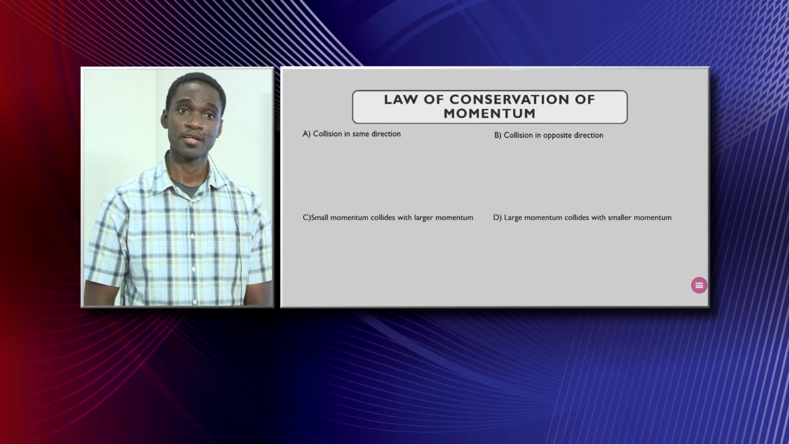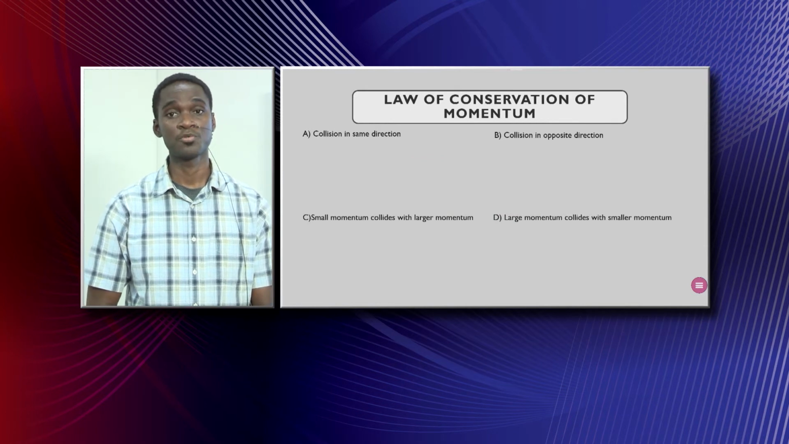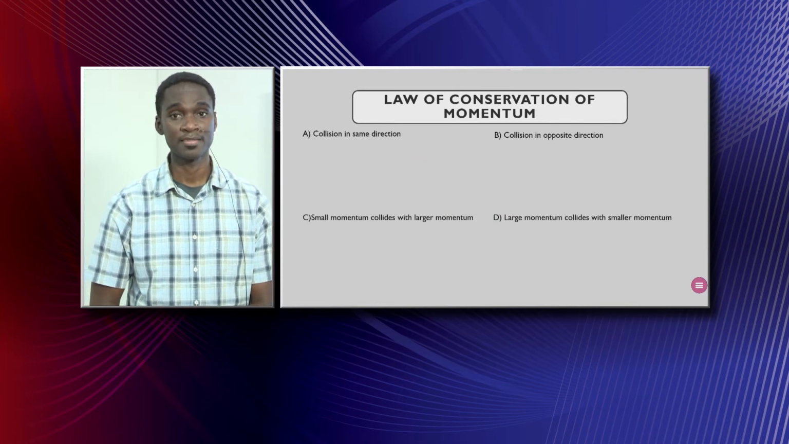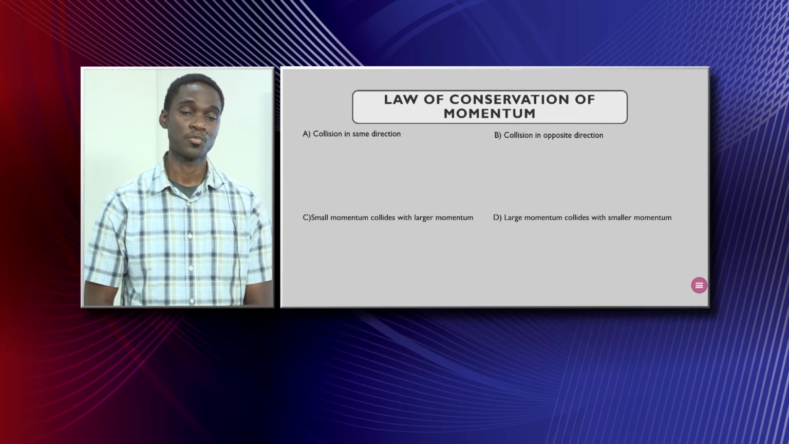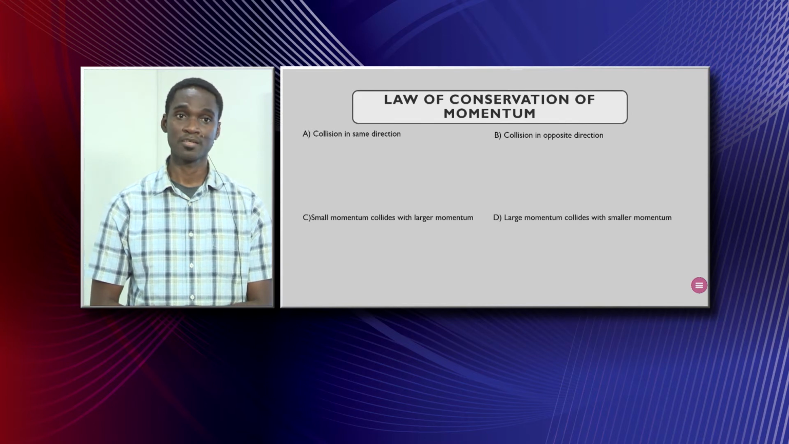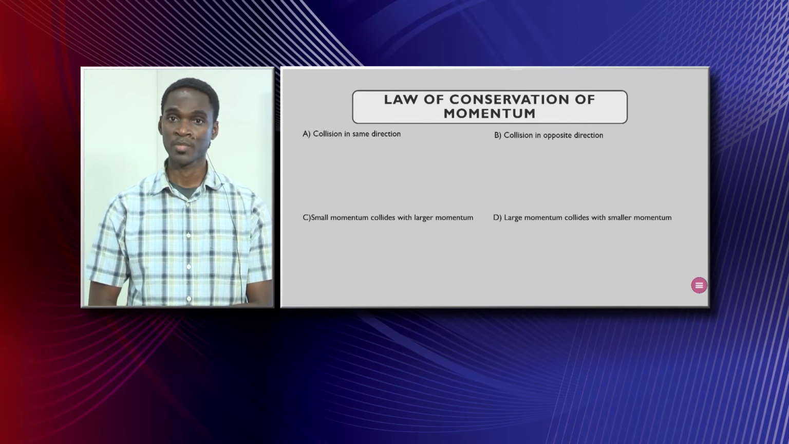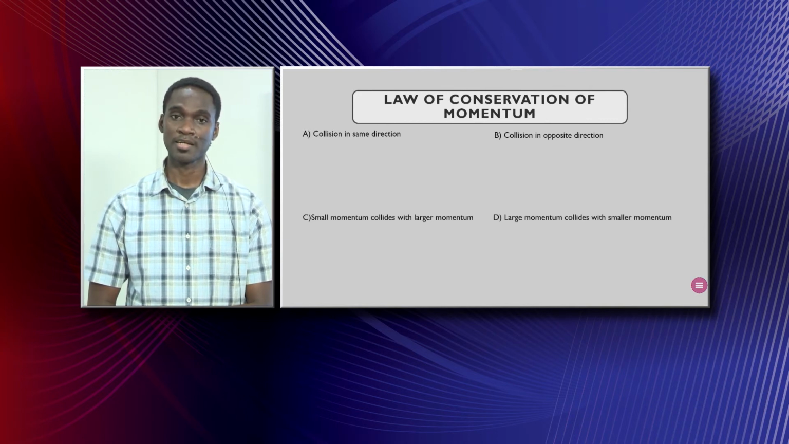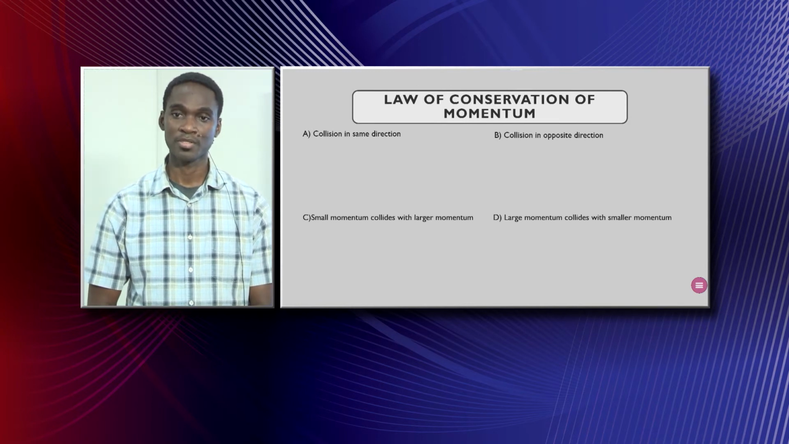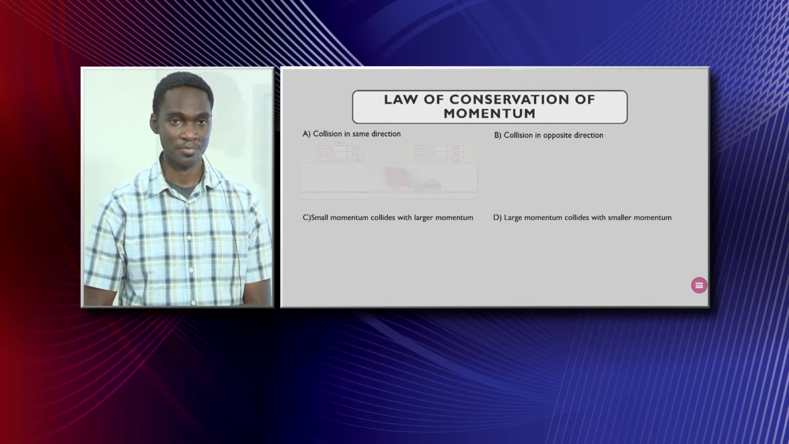From the previous chart, we are going to be looking at a few animations to help us understand what is going to happen with the conservation of momentum in 4 different scenarios. We have them as A, collision in the same direction; B, collision in the opposite direction; C, small momentum collides with a large momentum; and D, large momentum collides with a small momentum.